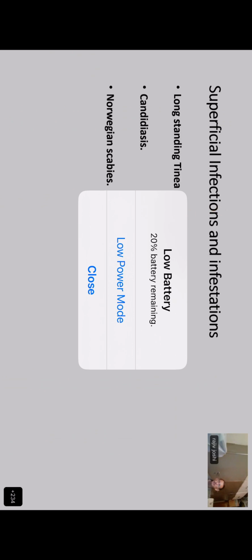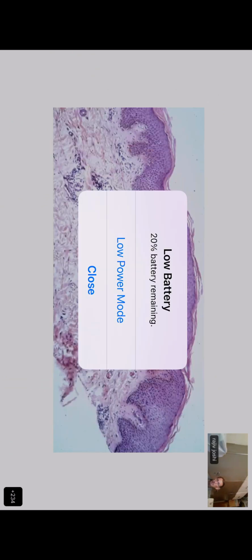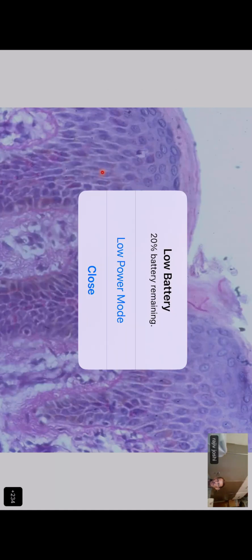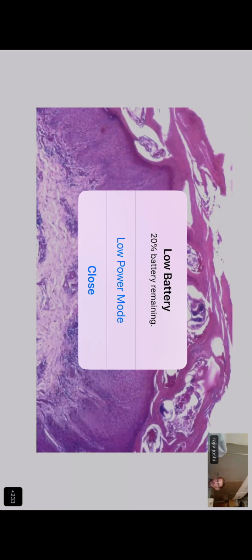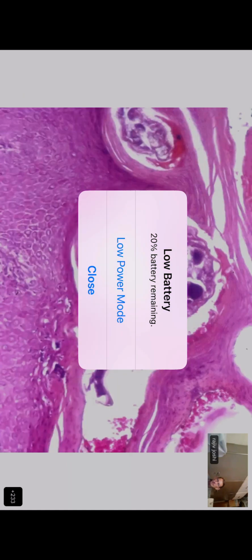Then infections can give rise to psoriasiform hyperplasia, long-standing tinea, candidiasis, Norwegian scabies. See again psoriasiform, and this is of course a PAS stain. You can see the separate hyphae, which are PAS positive. So this is dermatophytosis or tinea. Again psoriasiform with a very thick stratum corneum, and in the stratum corneum you have these mites. These are scabies mites. So Norwegian scabies.